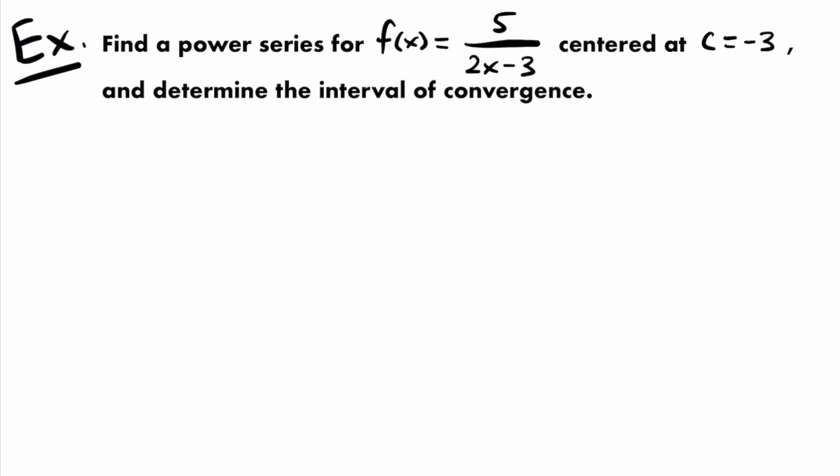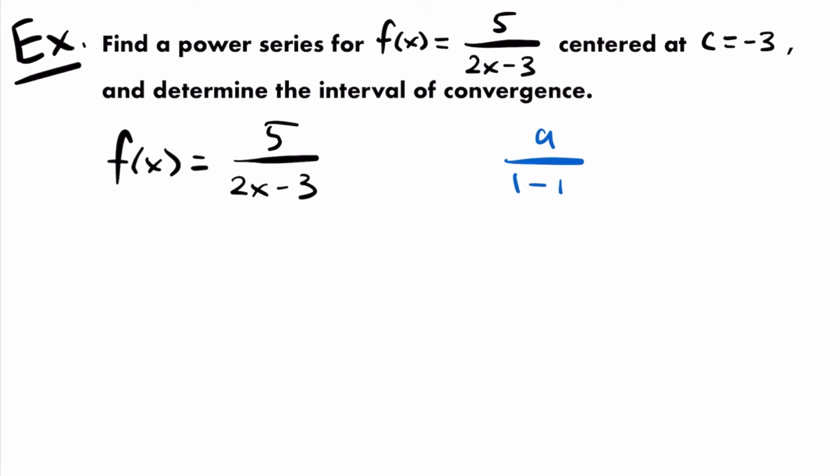The first thing that you need to notice is that this function is similar to the form of the sum of a geometric series, but we're going to need to manipulate it in order to represent this function as a power series. All right, so this time we're working with f of x is equal to 5 divided by 2x minus 3. And we want it to be in the form of a divided by 1 minus r, where in this case, our power series is centered at negative 3.